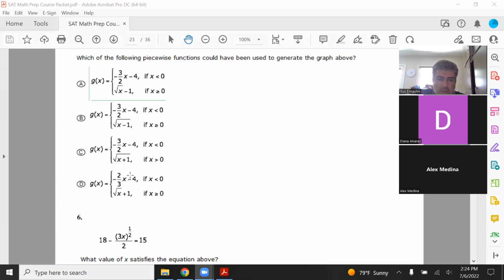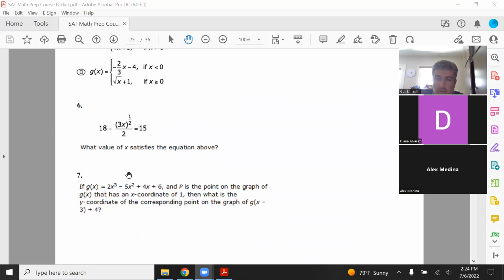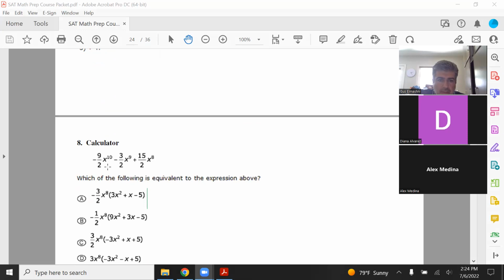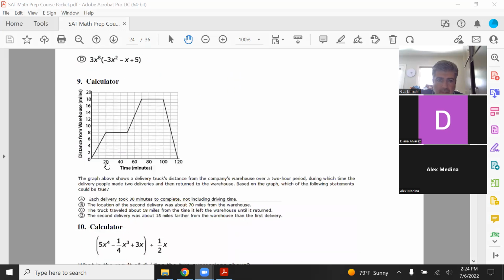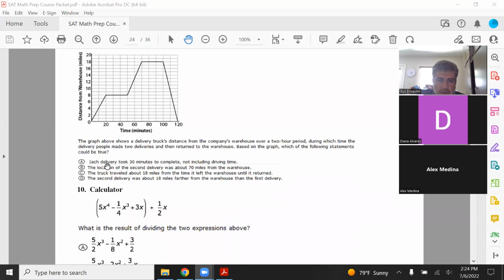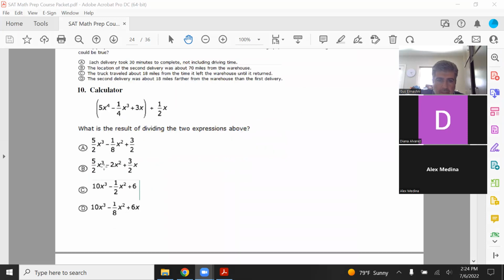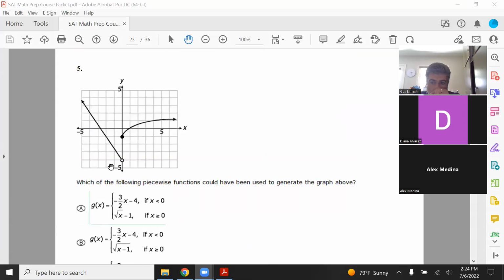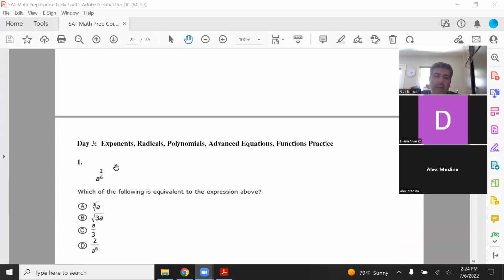Number 5 looks like piecewise functions again. Number 6, solving an equation, is going to be a square root of 3x. Looks like you're doing a transformation for number 7. Number 8, trying to find the equivalent expression, so factoring. Number 9 looks like interpreting a graph. And 10, you're combining stuff. So go ahead and try these 10 problems. We'll do this for about 15 minutes.